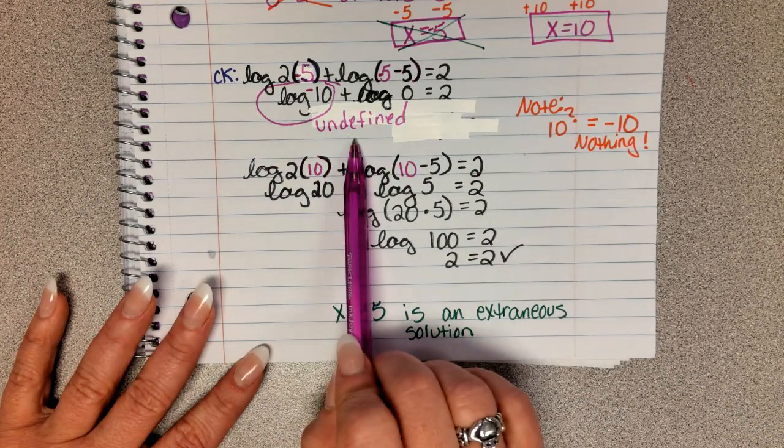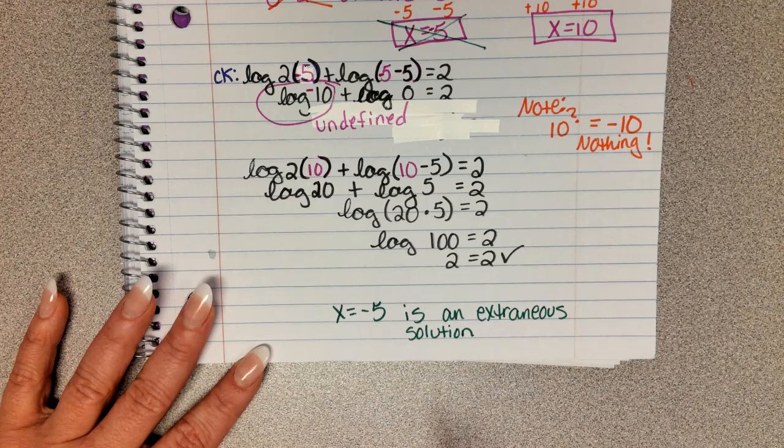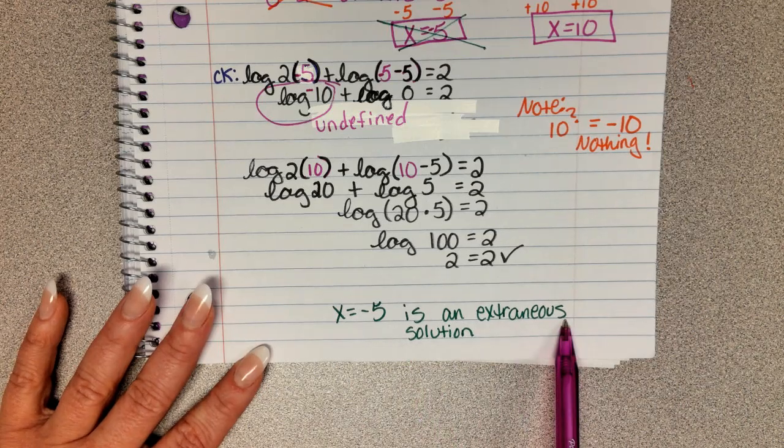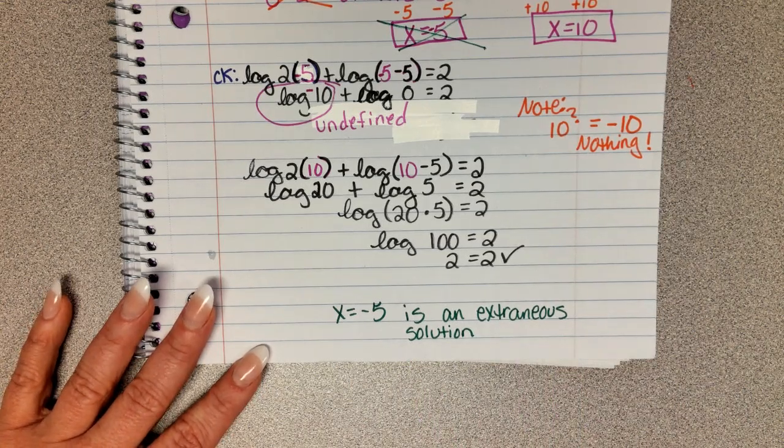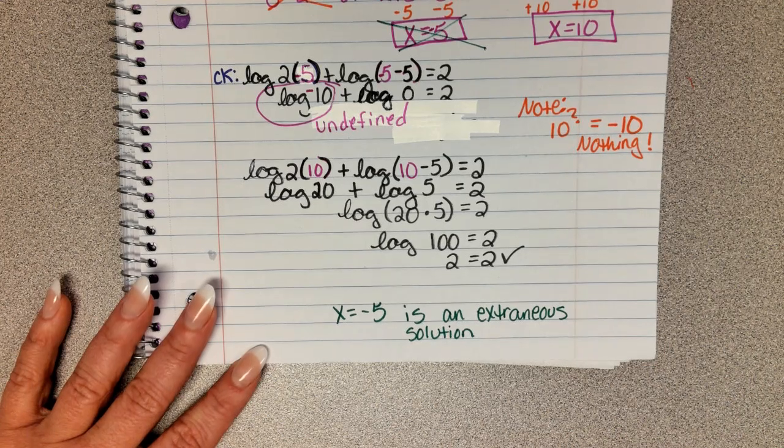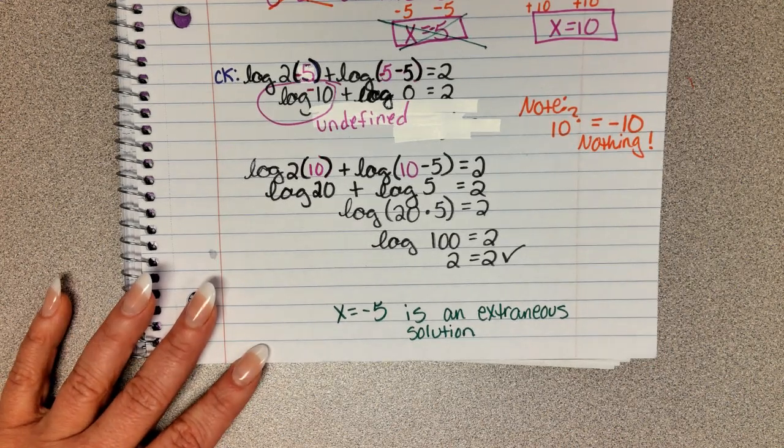Okay, which means this answer is undefined, and negative 5 is what we refer to as an extraneous solution, meaning your solving steps were correct, but that solution does not work. And that's the basics of solving exponential and logarithmic equations.